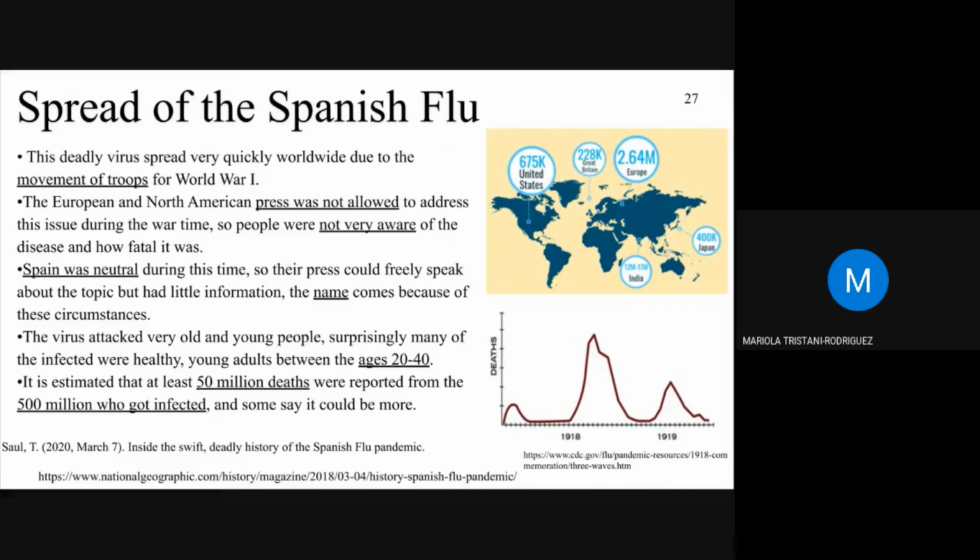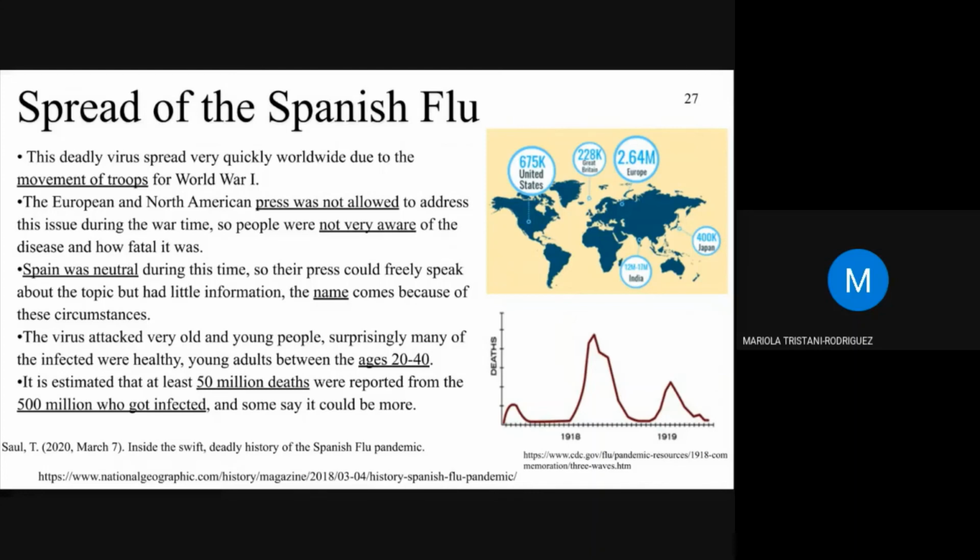The virus attacked very old and young people, as Alejandra said. Surprisingly, many of the infected were healthy young adults between the ages of 20 and 40. It is estimated that at least 50 million deaths were reported from the 500 million who got infected, and some say it could be more.